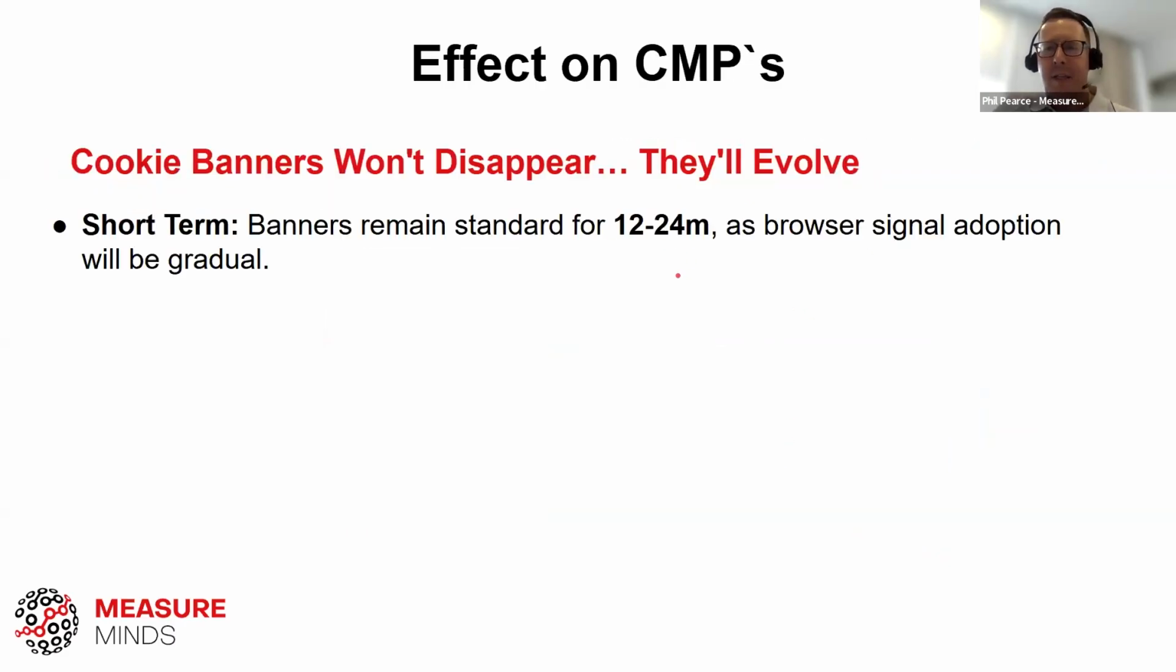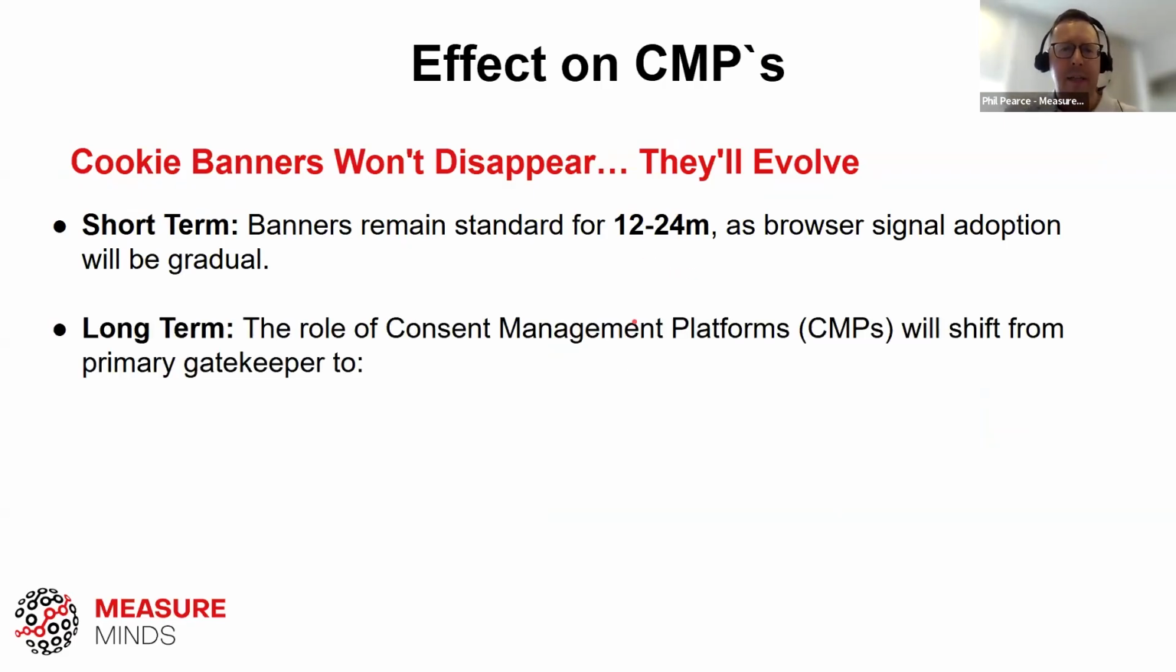So as I said, this is not something you need to worry about now. It's more like a 12 to 24-month window. But the impact to CMPs is potentially quite significant, because they're still going to need to listen for signals, but it's not a signal coming from a cookie; it's coming from the browser, and then interpreting and deciding what to do with that signal.